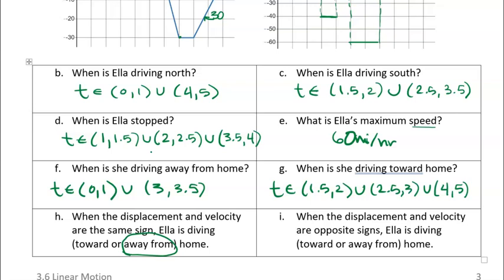Now, when the displacement and velocity are opposite signs, either she's to the north of home and driving south, which would be positive displacement and negative velocity, or she's south of her home and driving north, which would be negative displacement and positive velocity. And so then she's driving toward home.